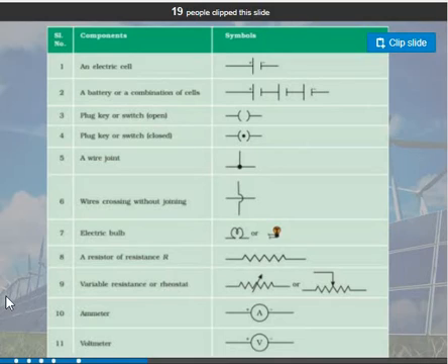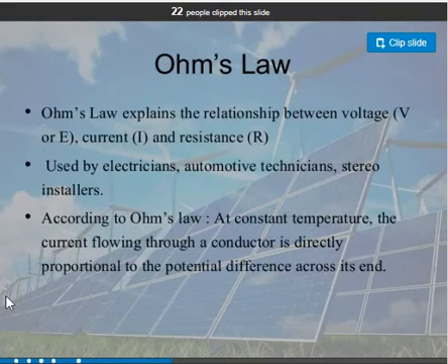Wire joint and wire crossing without joining, electric bulb, then resistance R, which is denoted by a zigzag mountain-like structure. If it is a variable resistance, then we draw a cross arrow on it. The ammeter and voltmeter are denoted by a circle, in which we write A and V.